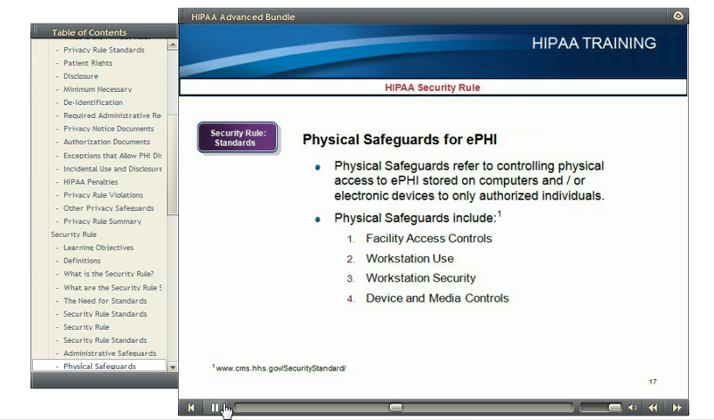Physical safeguards for EPHI. Physical safeguards refer to controlling physical access to EPHI stored on computers and/or electronic devices to only authorized individuals. Physical safeguards include 1. Facility access controls. 2. Workstation use. 3. Workstation security. 4. Device and media controls.